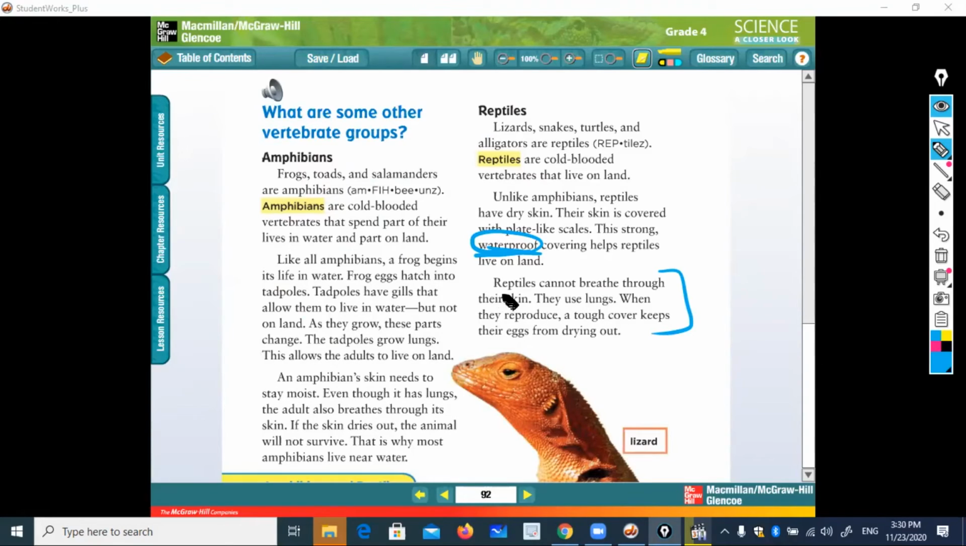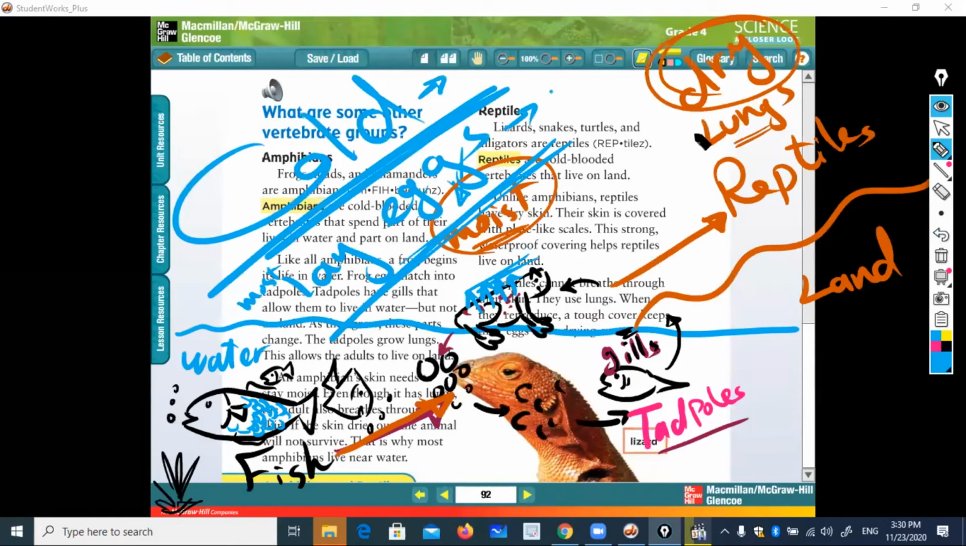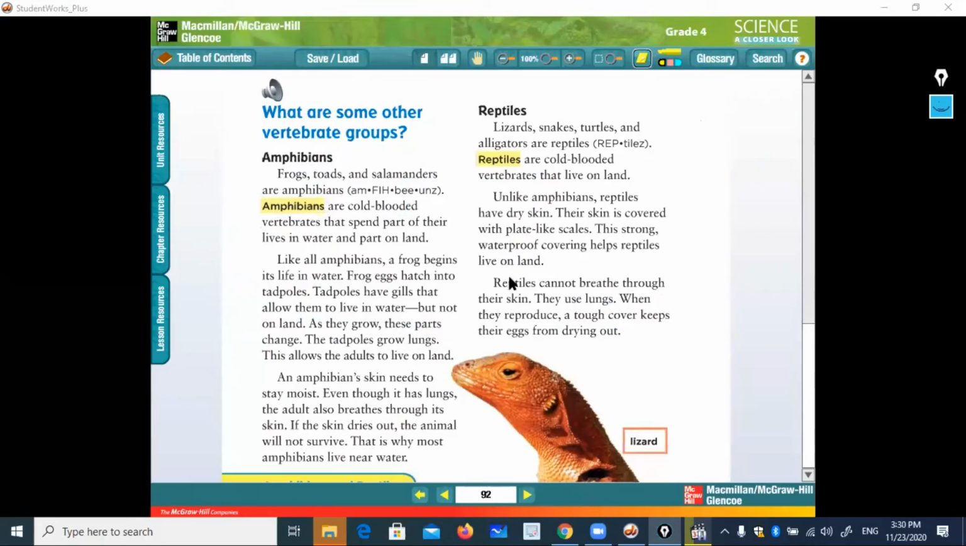Reptiles cannot breathe through their skin. They breathe by lungs. As I told you, the reptiles live on the land because they breathe by lungs. Of course, they breathe by lungs.